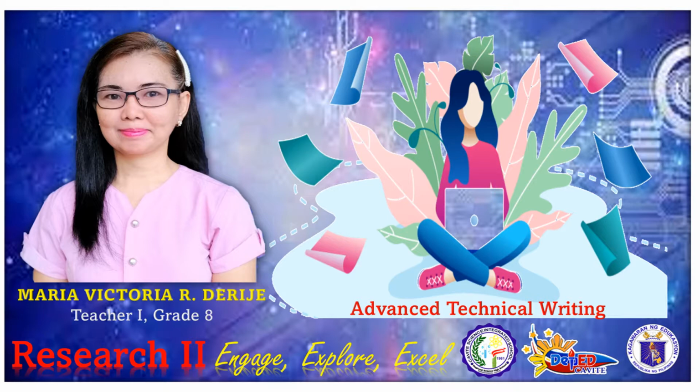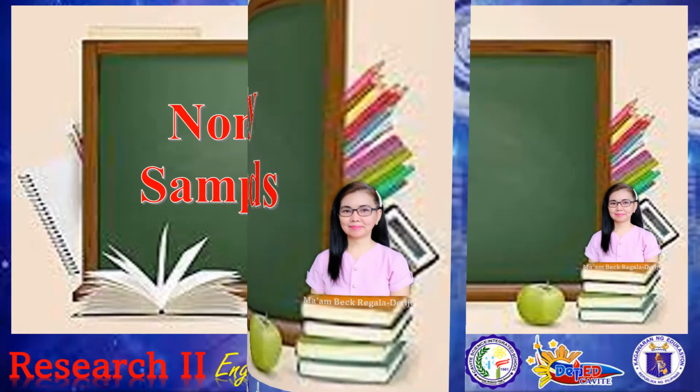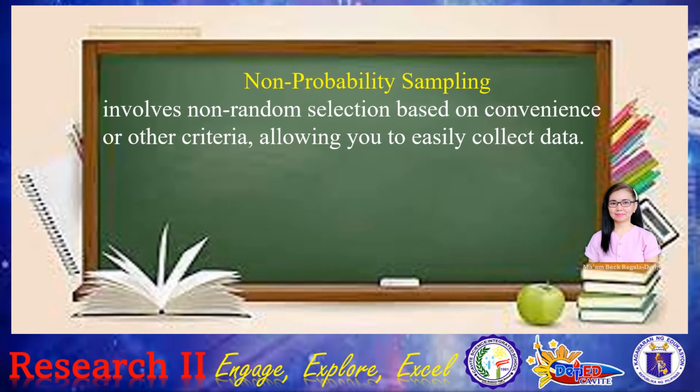So we now have the second type of the sampling method, which is the non-probability sampling methods. Non-probability sampling involves non-random selection based on convenience or other criteria, allowing you to easily collect data.